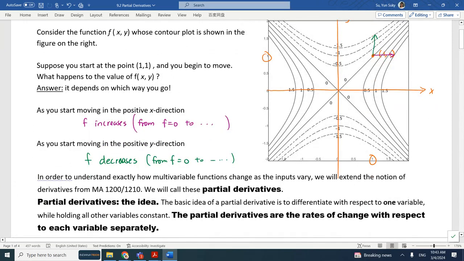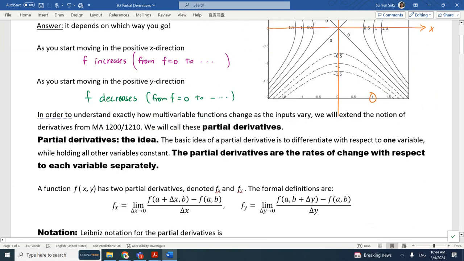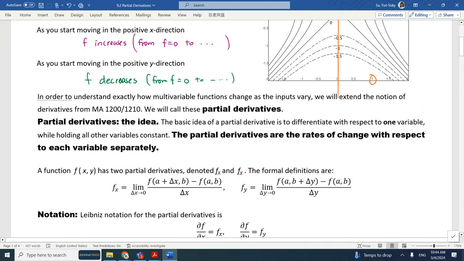Okay, so in order to understand exactly how the multivariable function changes as the input varies, we extend the notion of derivatives from applied calc one. In applied calc one, we only have a single variable. Now we have 2 independent variables and 1 dependent variable. So we call these derivatives partial derivatives. The idea is we differentiate with respect to one variable while holding all the other variables constant.